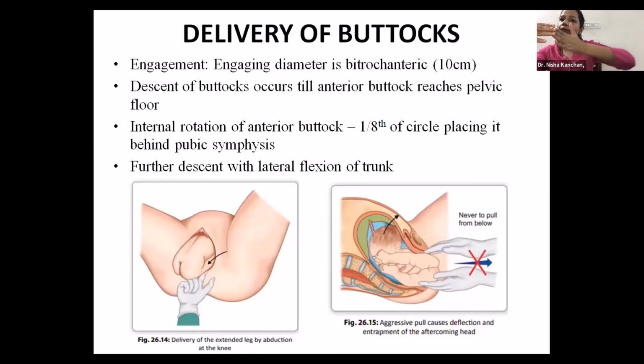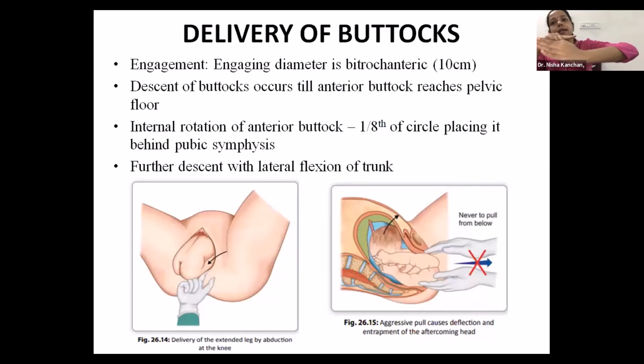So shoulders have to come into oblique diameter to enter into the 10 centimeters. So 12 centimeters bisacromial cannot come in AP. So once the buttocks come out in AP, buttocks will rotate like this. So the shoulders enter in the oblique diameter. How much is the oblique diameter of the inlet? 12. Okay. So 12 centimeters of shoulder will get accommodated in the 12 centimeters of the oblique diameter of the inlet, and the shoulders enter.